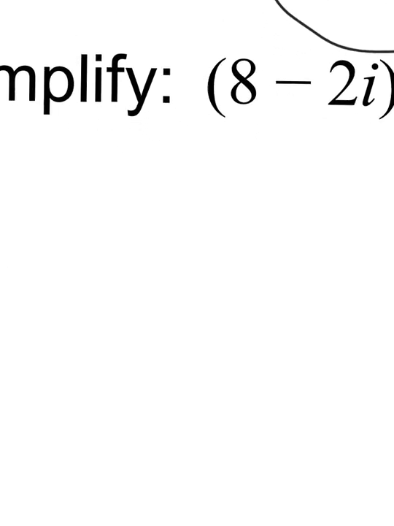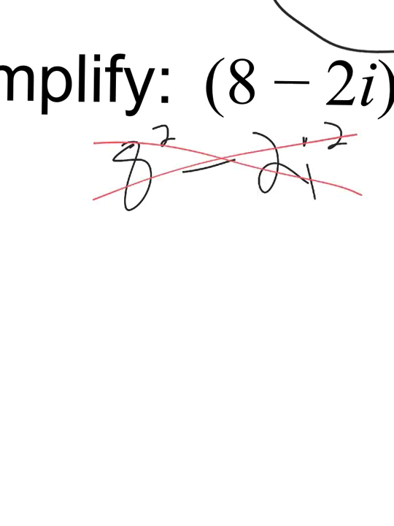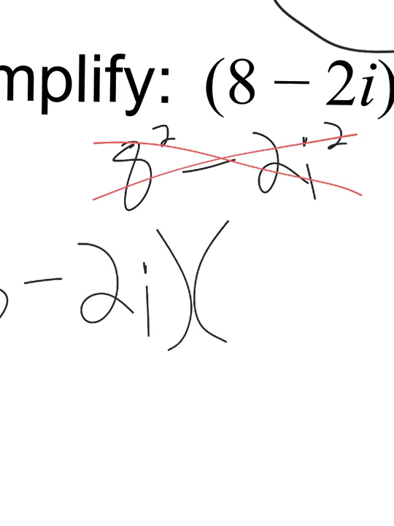Number 6, it is 8 minus 2i, squared. So this is the most common mistake people make. They just do 8 squared minus, and then they do 2i squared. All right? Don't do that. When you're squaring something in parentheses, you need to write out the parentheses twice, because that's what it means. It means 8 minus 2i times 8 minus 2i.